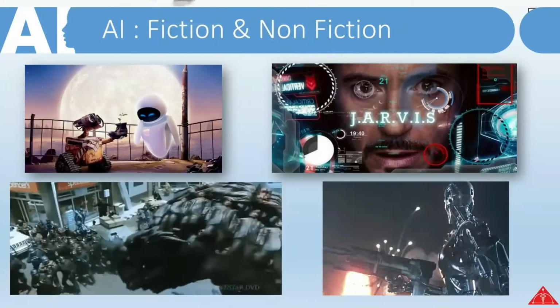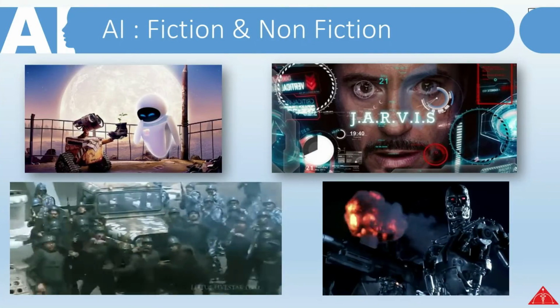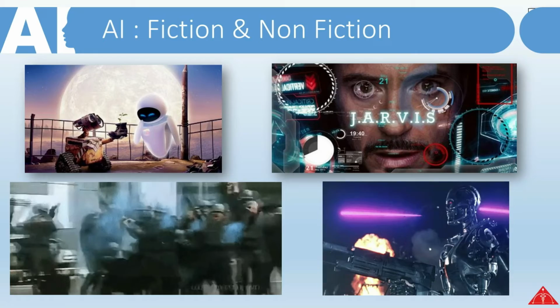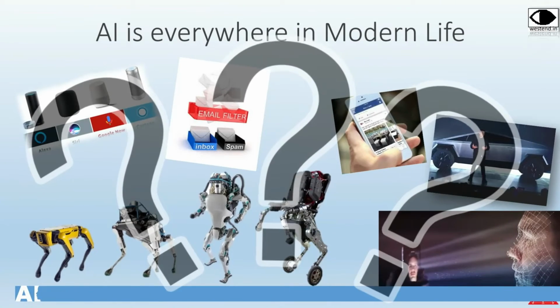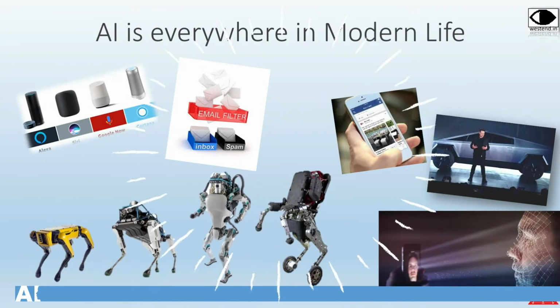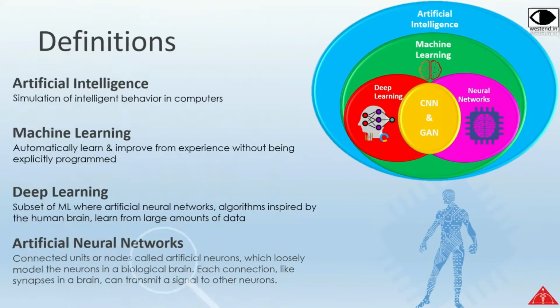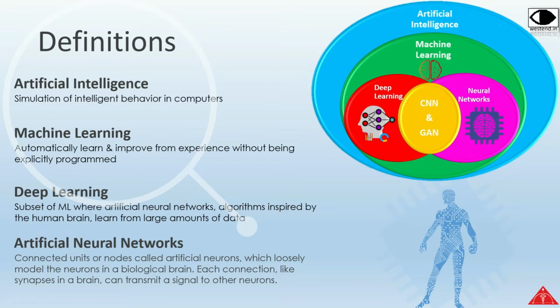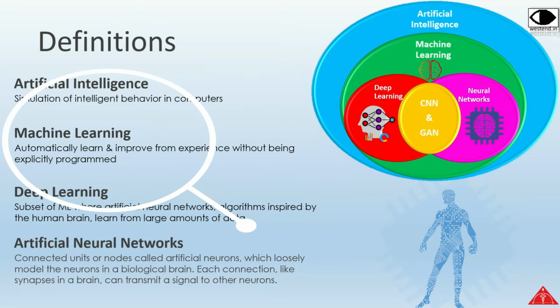In movies, artificial intelligence is depicted as powerful, good or evil. But is this fact or fiction? AI is everywhere in modern life. Let us look at the definitions of artificial intelligence. It is a simulation of intelligent behavior in computers, and machine learning is where it automatically learns and improves from experience without being explicitly programmed.